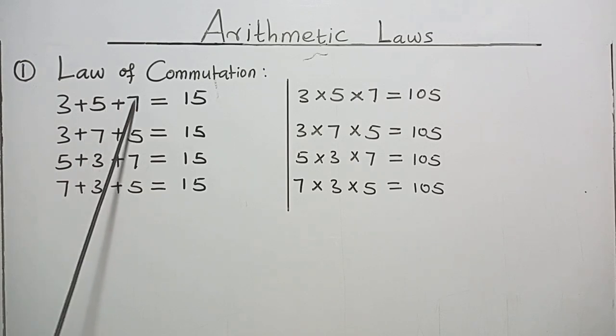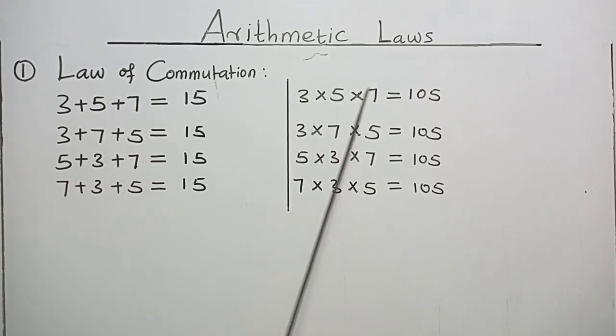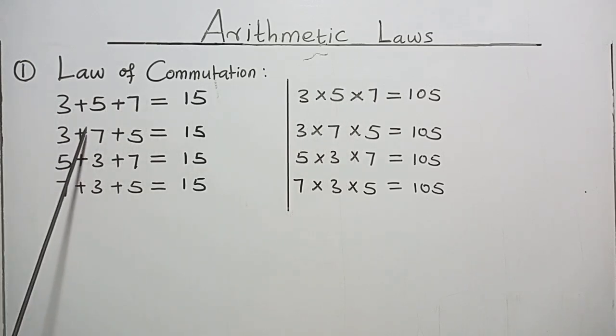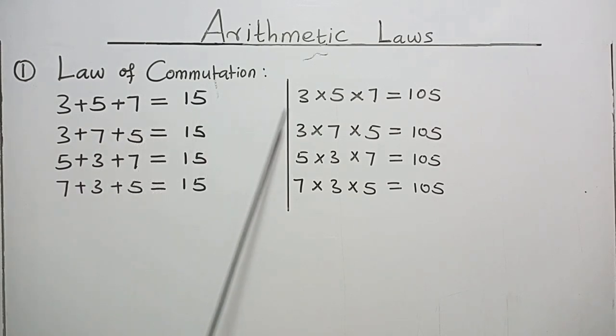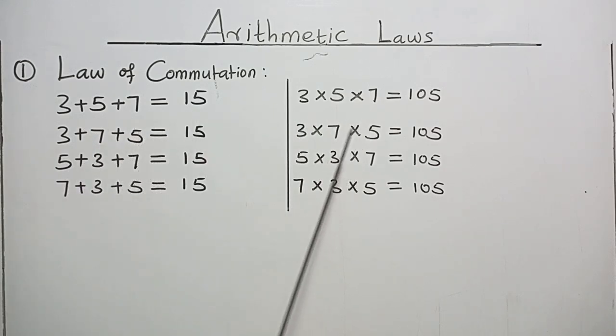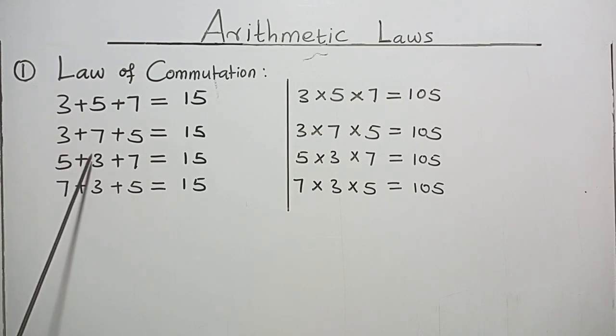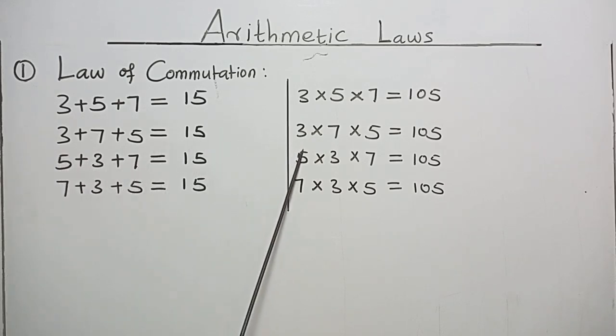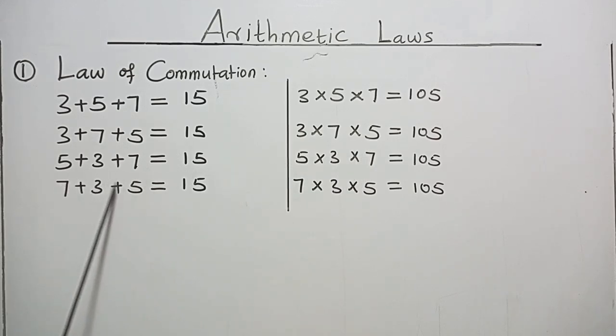3, 5, 7; 3, 7, 5; 5, 3, 7; 7, 3, 5. So the same set of numbers, but presented in 4 arrangements.